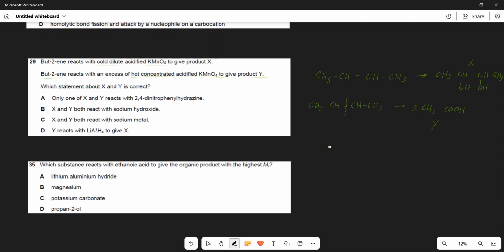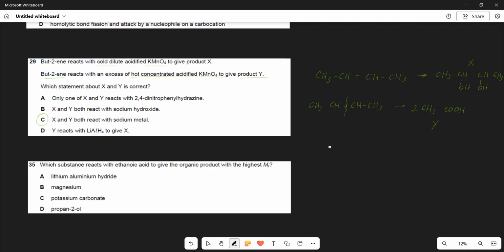Let us look at the choices. Only one of X and Y reacts with 2,4-dinitrophenylhydrazine? Neither of them will react with it because they are not aldehyde or ketone. X and Y both react with sodium hydroxide? No, alcohol cannot react with sodium hydroxide, only Y can. X and Y both react with sodium metal? True, because alcohol and carboxylic acid both can react with sodium metal. So C is the right choice.